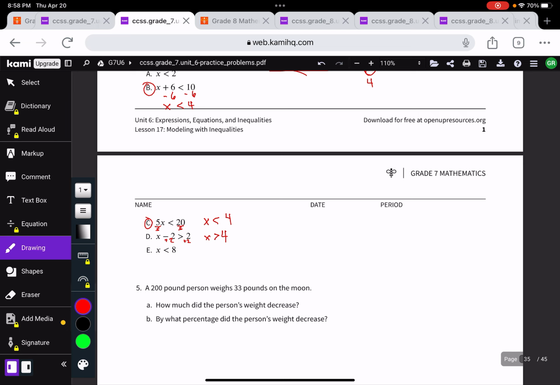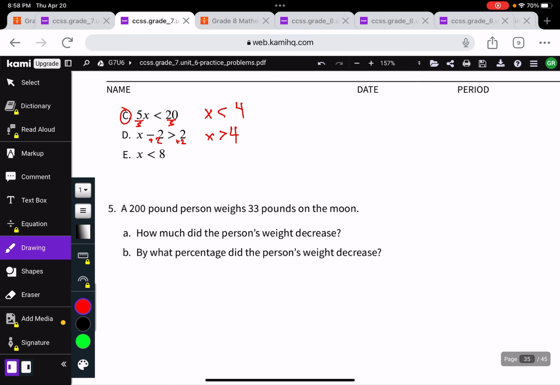And then finally, a 200-pound person weighs 33 pounds on the moon. How much did this person's weight decrease? That's pretty straightforward. I'll let you figure that out. I do have a calculator somewhere. How much did it decrease? Well, if it was 200 and it went down to 33, if I subtract 33, 10 minus 3 is 7. Gotta borrow. That was a 10, it's now a 9. 100, it went down 167.